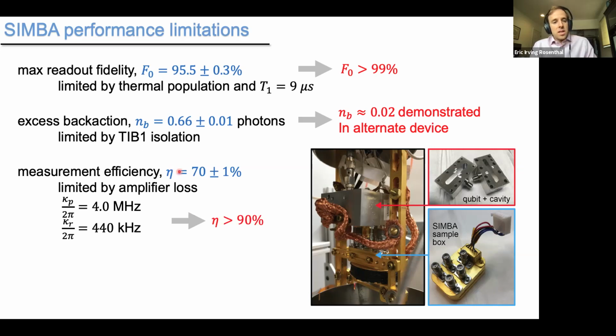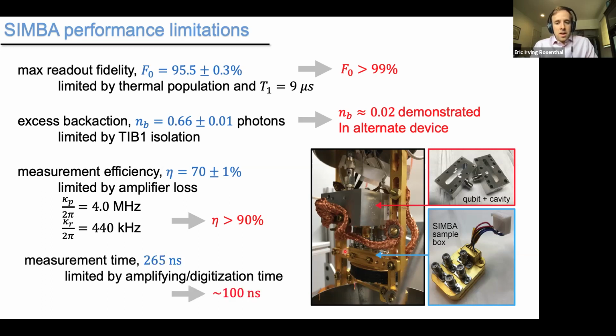Relatedly, the measurement efficiency of 70% is dominated by the 4 megahertz line width in the parametric amplifier. I think about 1 megahertz of this is just internal dissipation in the amplifier. We're using rather lossy SQUIDs, but the rest of that I think could be improved a lot by improving the TIBs and shortening this electrical length. And then finally, we can also measure a lot faster simply by pumping the parametric cavity a little bit harder. About 2/3 of our measurement time right now is dominated by the amplification and digitization steps. That could potentially cause some more excess back action.